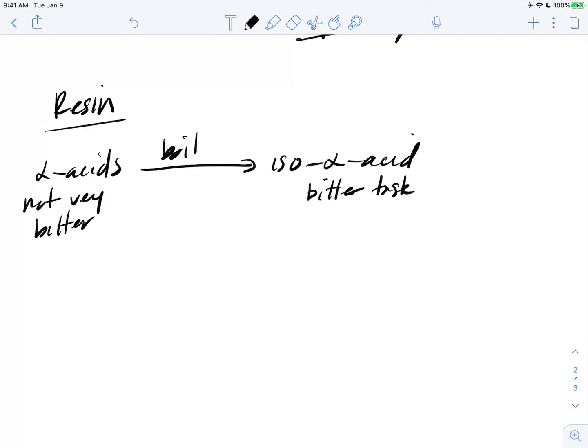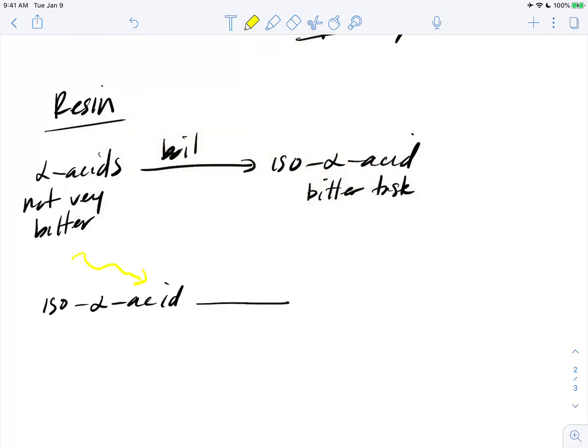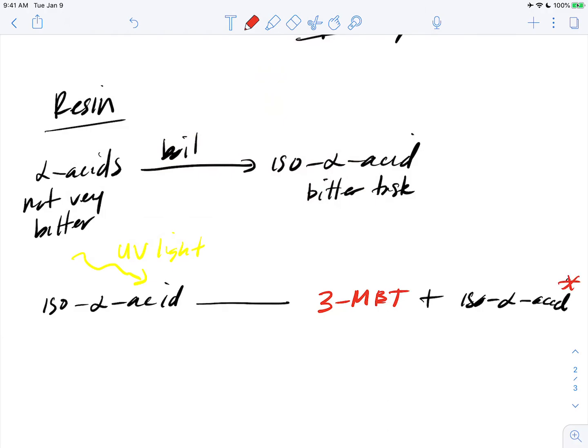But they also have this problem where if we have an iso alpha acid, it's going to be in our beer, specifically in IPAs, and we have some UV light. We can actually make some compounds from this. So we can basically get an isoalpha acid that makes a compound that comes off, and we make something called 3-MBT plus the isoalpha acid that has a little part of it gone, so I put a little asterisk there.